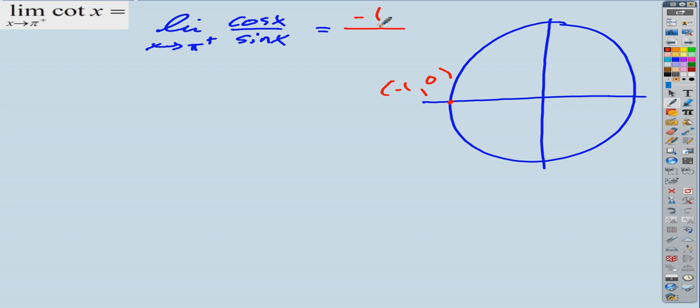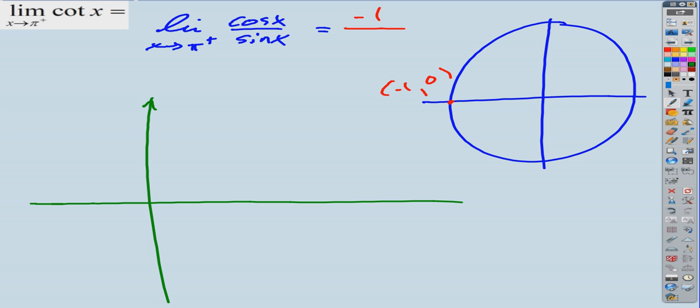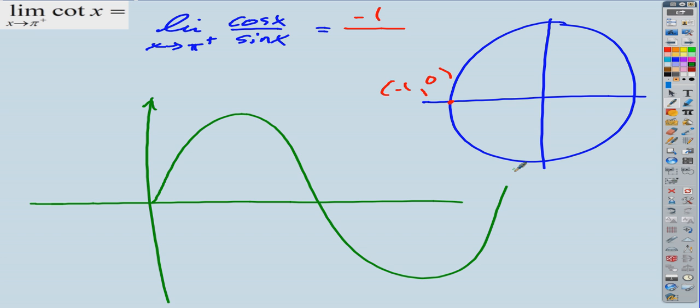Now what about the bottom? 0. Okay, 0, but what kind of 0? 0 plus? Okay, let's see. There's a couple ways we can look. Let's look at a sine function. The sine function starts at 0, right? It just goes like that. So where is pi in a sine function? In the middle. Right there's pi.